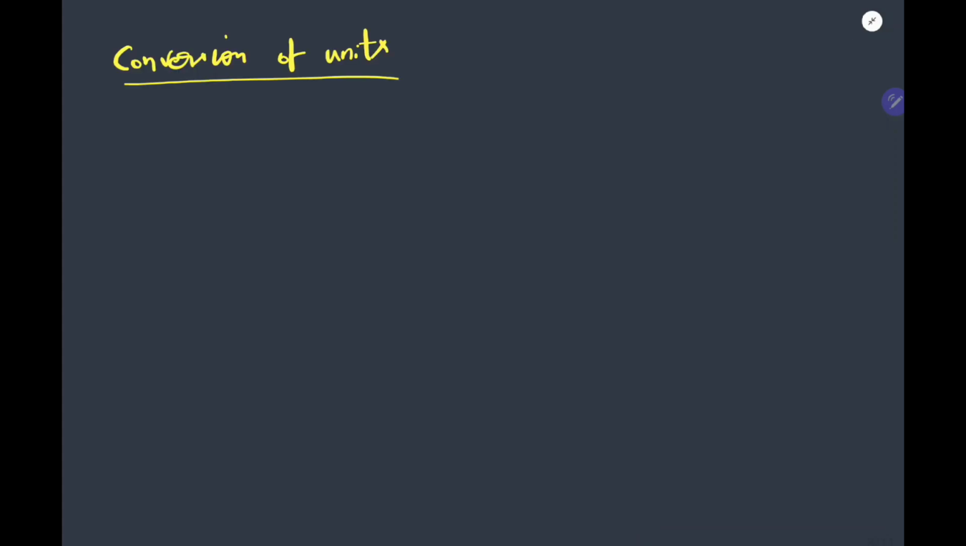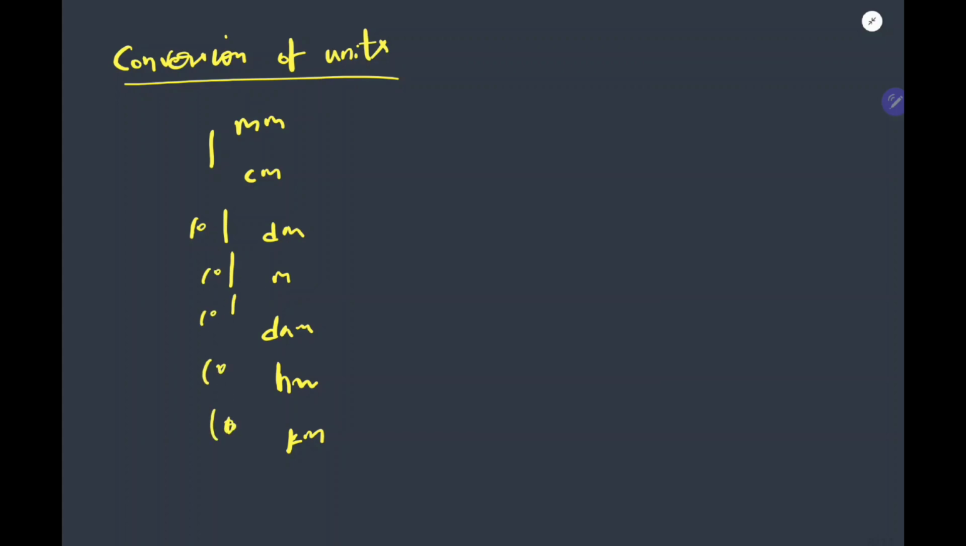For the sake of length, you can find millimeter, centimeter, decimeter, meter, decameter, hectometer, and finally kilometer. So if you multiply by 10, 10, 10, 10, 10, 10, you find the different kinds of units.